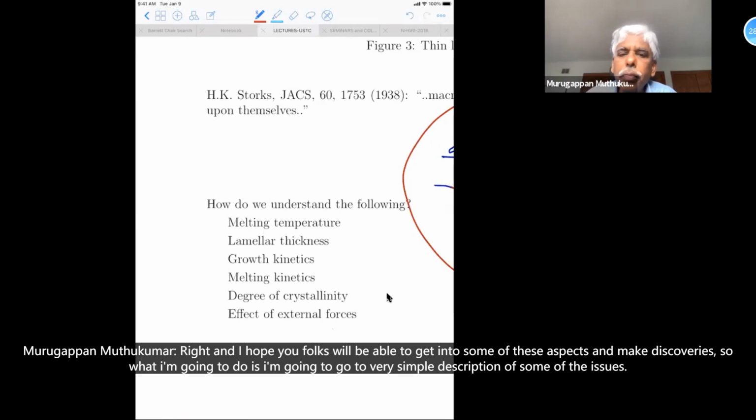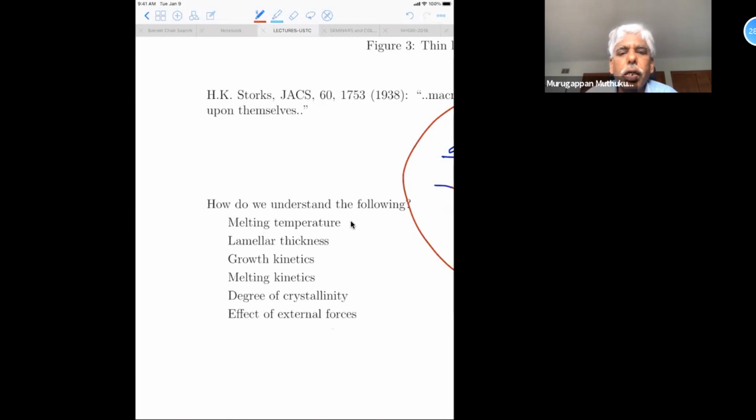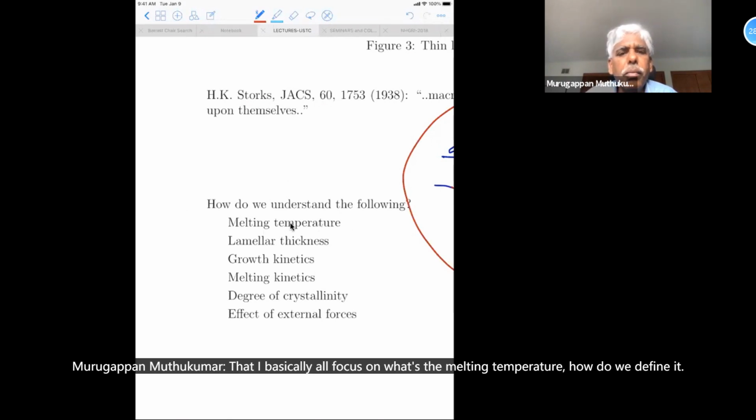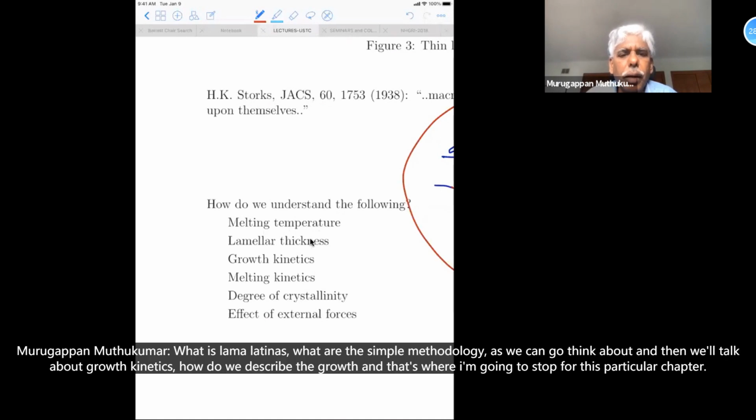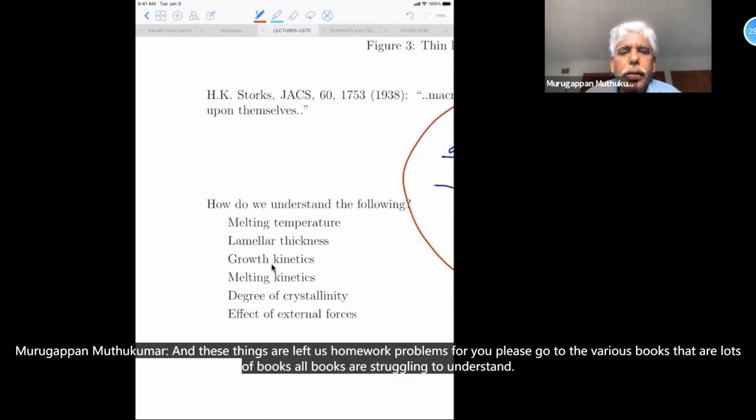Right? So what I'm going to do is go to a very simple description of some of the issues. Basically, I'll focus on what's the melting temperature? How do we define it? What is lamella thickness? What are the simple methodologies we can think about? And then we'll talk about growth kinetics. How do we describe the growth? And that's where I'm going to stop for this particular chapter. And these things are left as homework problems for you.